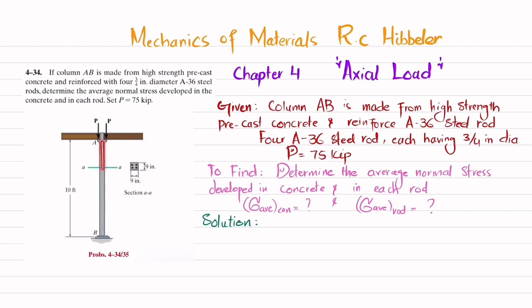So you can see this is a column AB, and the cross section of the column is given here, that is 9 inch by 9 inch, and there are 4 steel rods in that. Clear? So you have to find the average stress in this concrete as well as the average normal stress in this steel rod. The load P is given as 75 kilonewton.